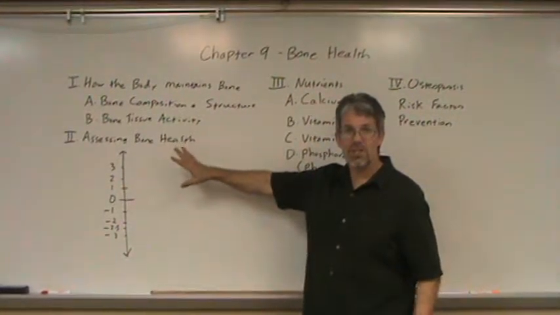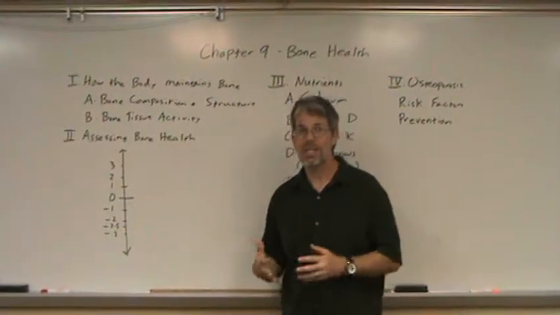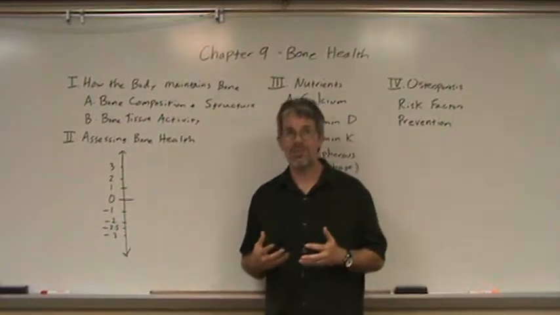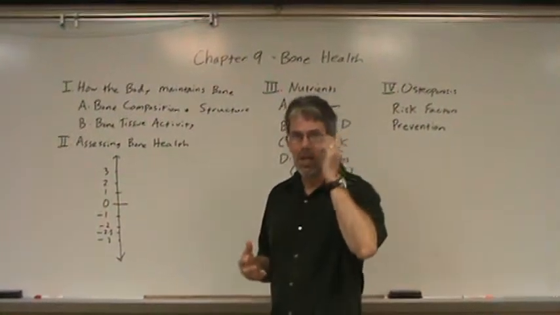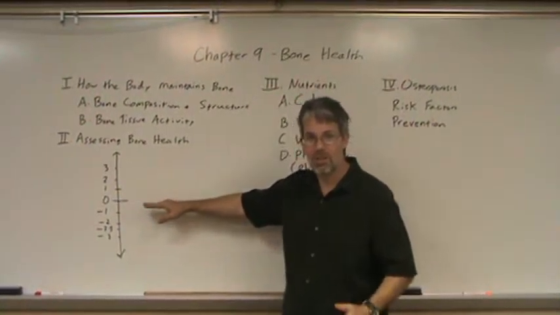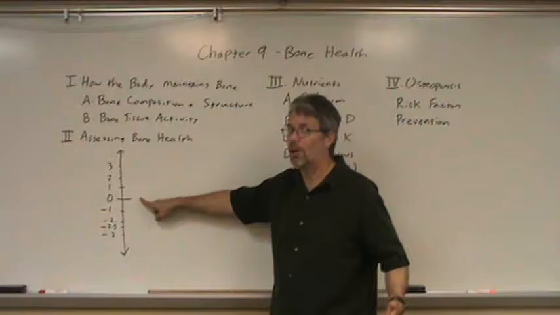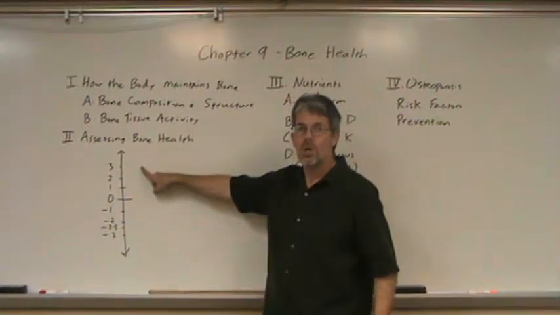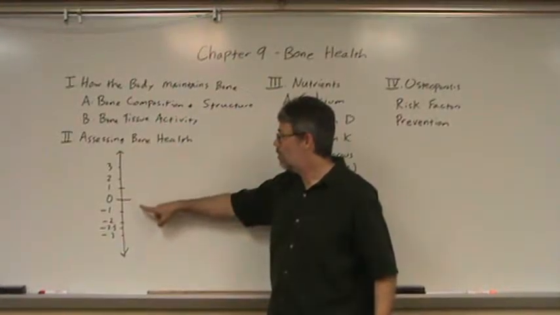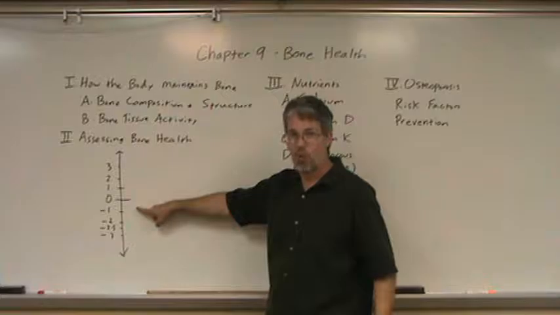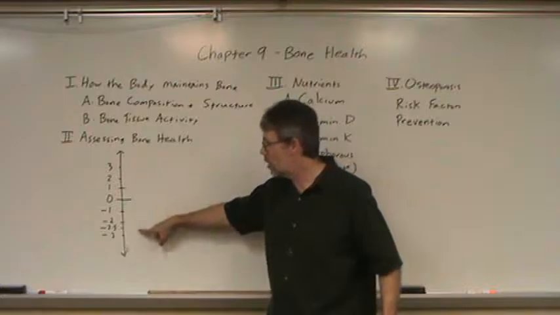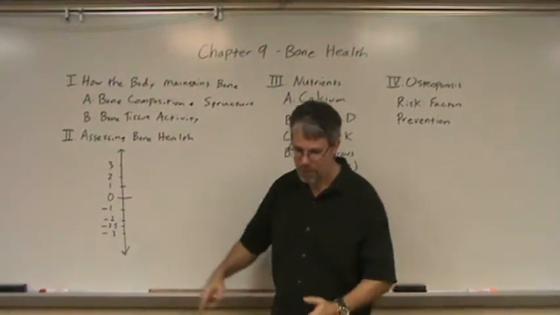So Roman numeral 2, assessing bone health using the DXA or DEXA, dual X-ray energy absorptiometry. It compares one's bone density to that of a healthy 30-year-old and yields a T-score. So 0 would be that healthy 30-year-old. Positive numbers would be higher bone density. Negative numbers would be lower bone density. Now, between +1, 0, and -1 is considered normal. Between -1 and -2.5 is considered abnormally low, and clinical osteoporosis is a T-score below -2.5.